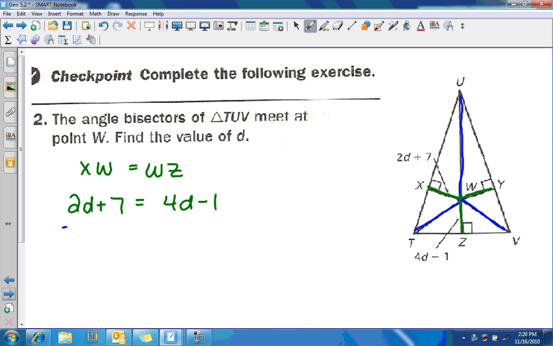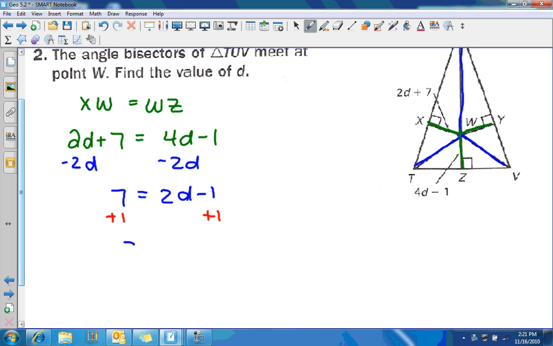So we subtract 2D from both sides, and I'm left with 7 equals 2D minus 1. I add 1 to both sides, and I get 8 equals 2D. How do you get D by itself? Divide. Because I have 2 times D, do the opposite, which is divide, and I get D equals 4. There's no unit of measure because it's just a variable.